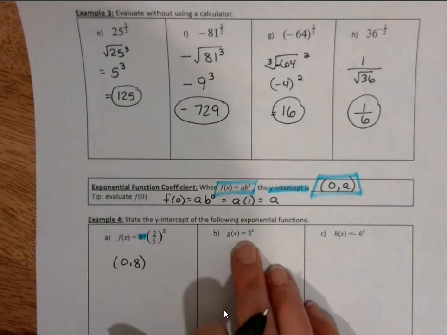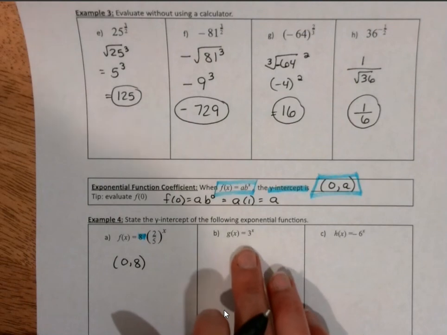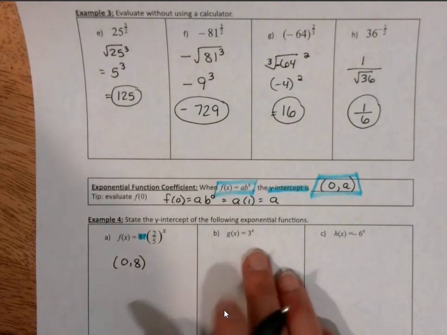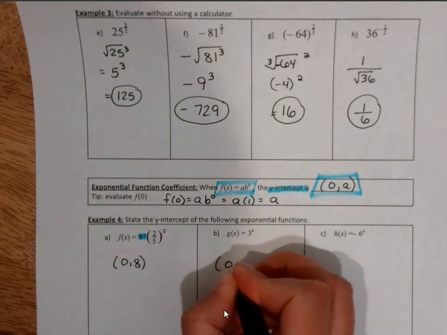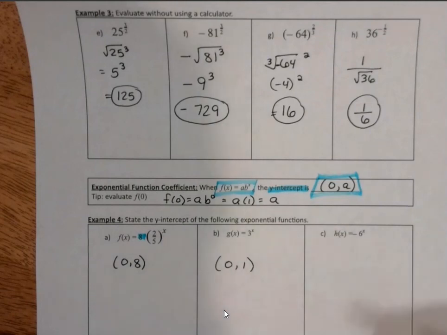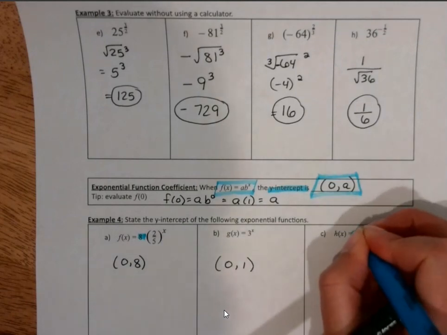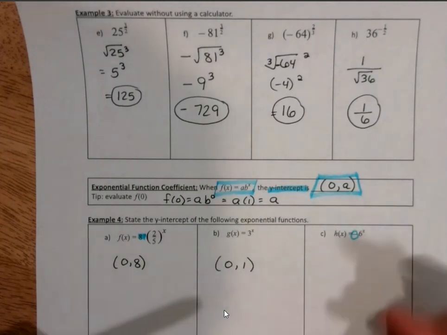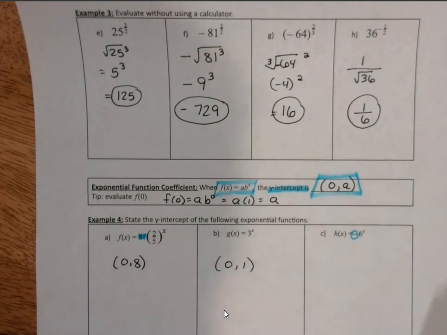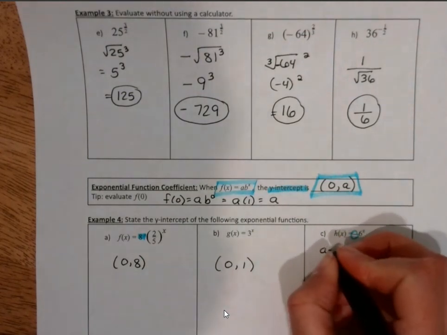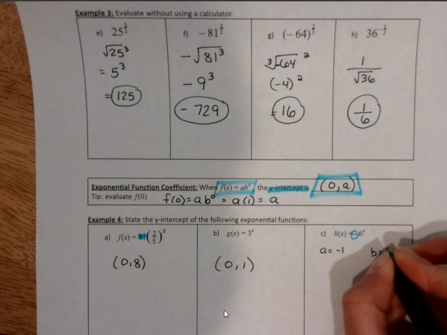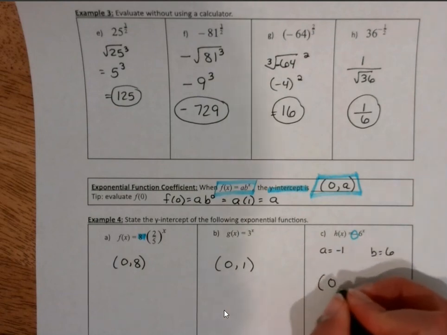The a value in the second one isn't shown. It's got to be 1. 1 times 3 to the x. So this is 0, comma 1. And then in the final one, it's going to be negative 1 times 6 to the x. 6 is the base, so the a value here is negative 1, and the b value there is 6. So it's going to be 0, comma negative 1.